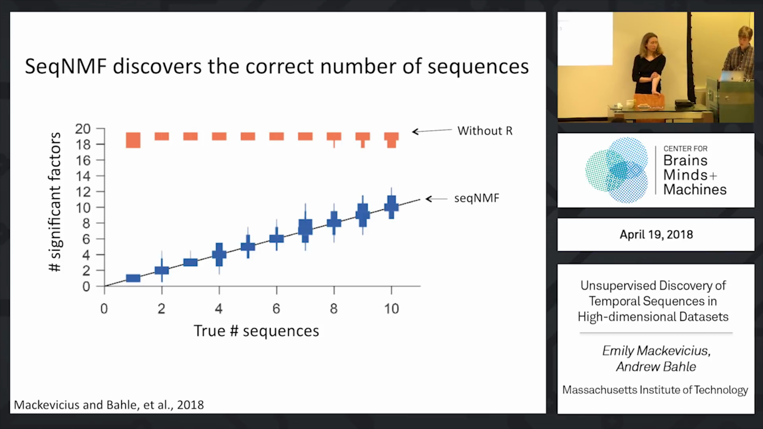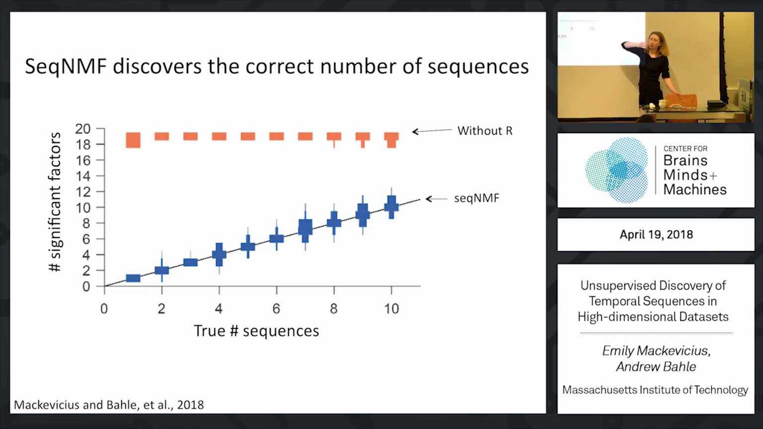And so here you see on the y-axis the number of significant factors in a given factorization with 20 factors. And then on the x-axis you see that we repeated this for model data that has between 1 and 10 different sequences. You can see that when you use this penalty, you obtain a number of significant factors, as assessed on this held out data, that's very close to the true number that we put in the synthetic data. And if you don't have the penalty, then because there's a lot of redundant factors, basically almost all of the factors are significant on held out data because they're just redundant copies.